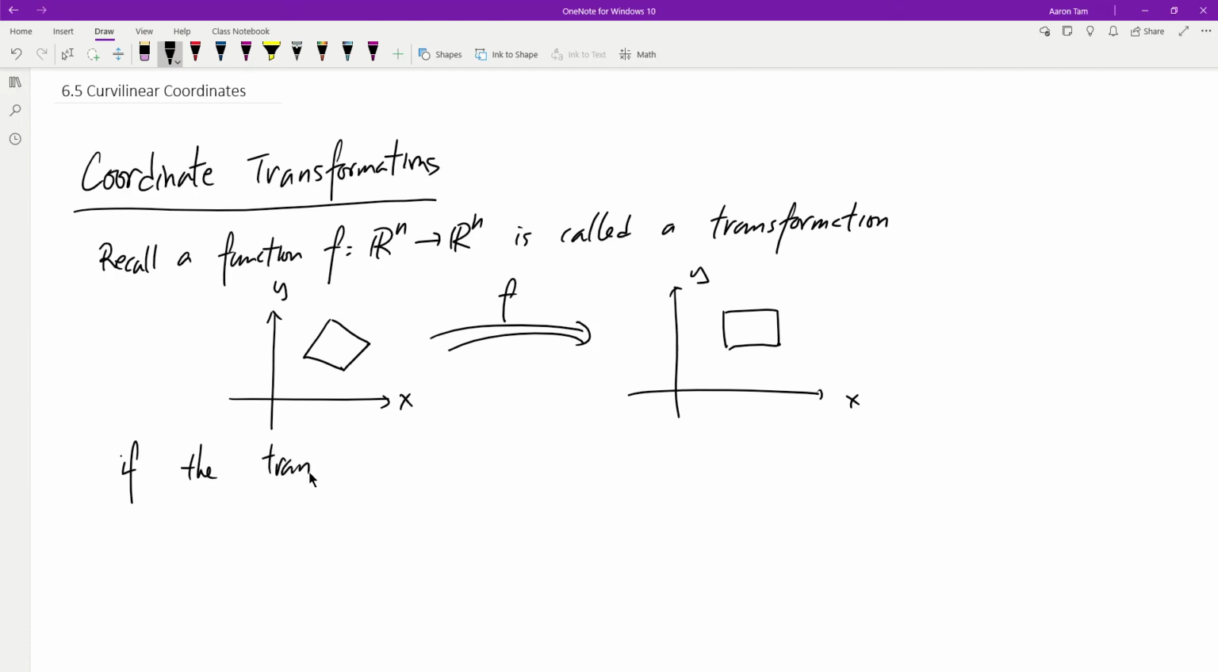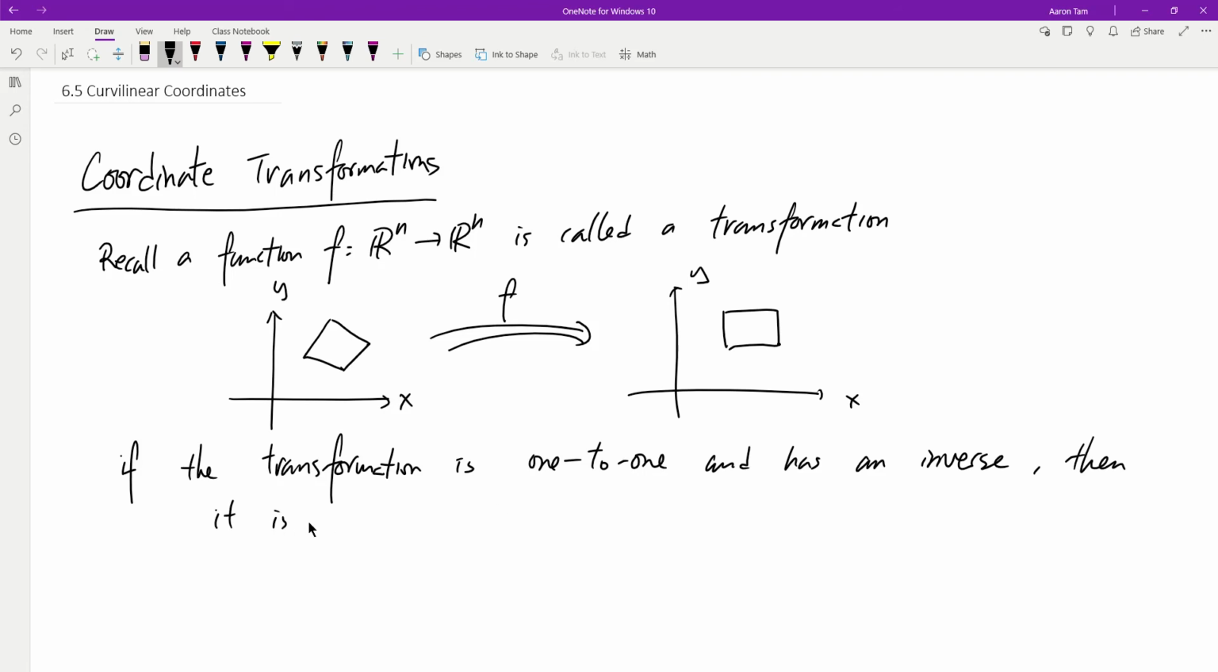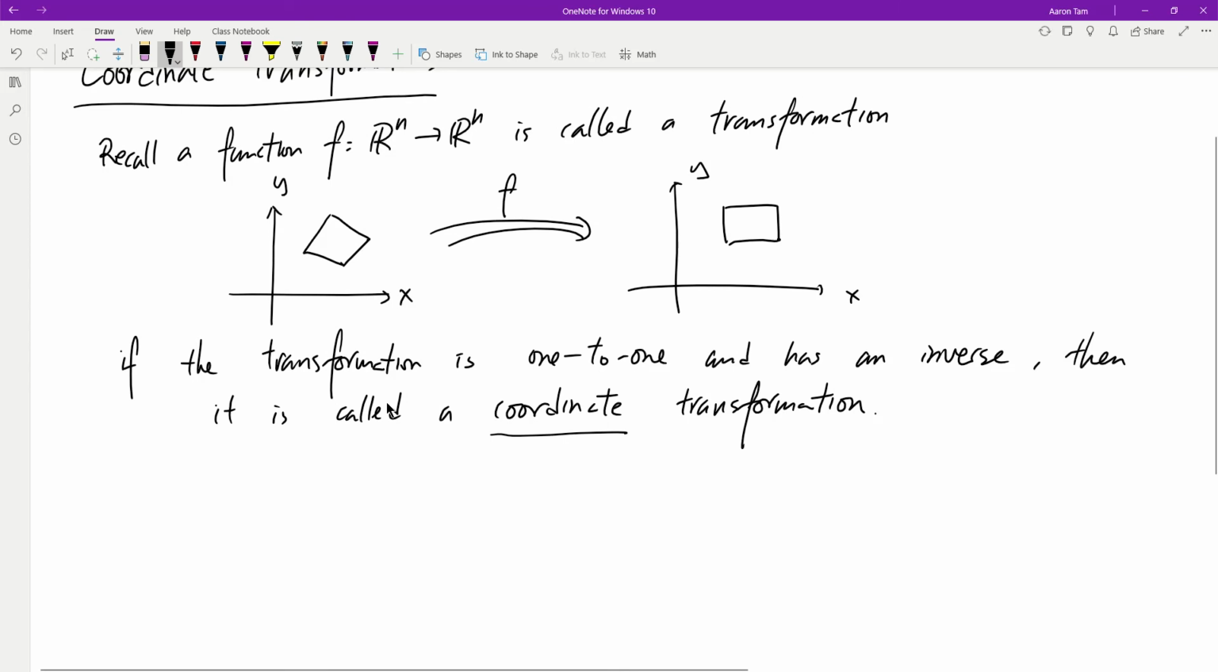If the transformation is 1-to-1 and has an inverse, then it is called a coordinate transformation. A coordinate transformation basically just means that it changes the coordinates that we use to describe a position. So the position can remain the same, but we now use different coordinates to describe it.